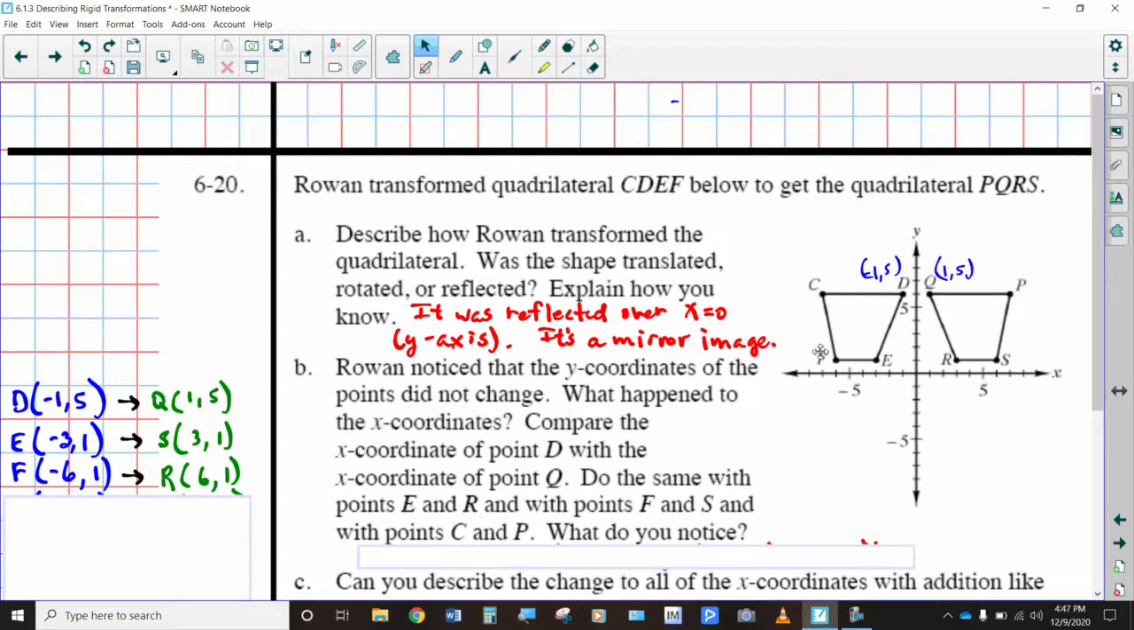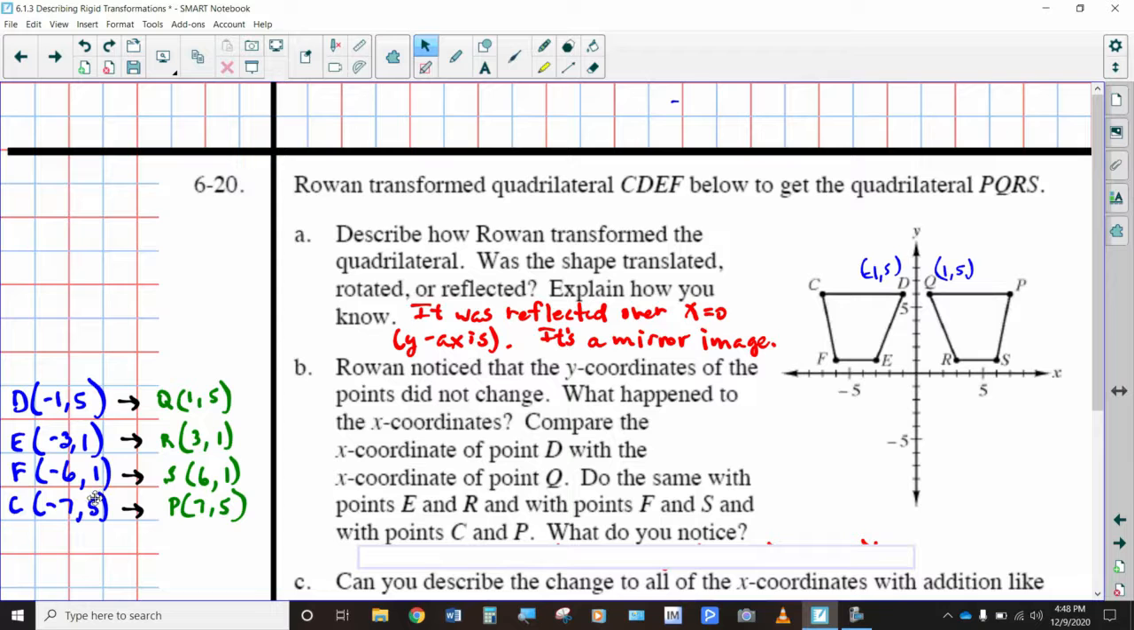Point F was at negative 6, 1, and after reflection, it's... wait, is that... no, that's not right. Hold on for a second. Mistake alert, hold on. All right, that's been fixed. So sorry. It's point R that is the image of E, and R is at 3, 1, and F, which started off at negative 6, 1, became point S, which is at positive 6, 1. And then point P is a reflection of point C, and point P is at 7, 5, where C was at negative 7, 5.